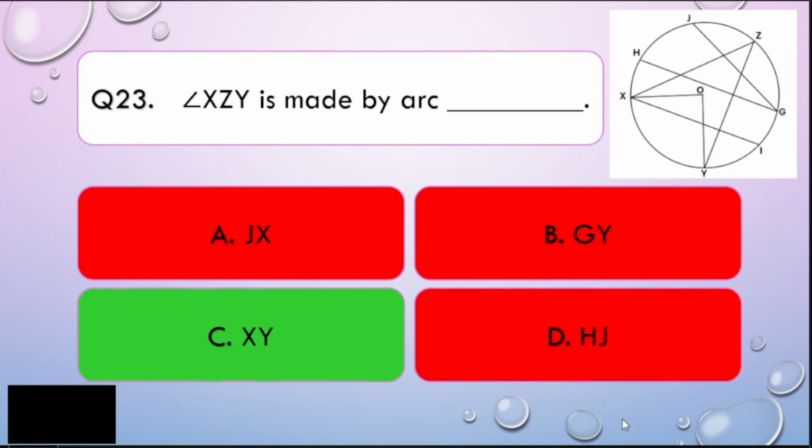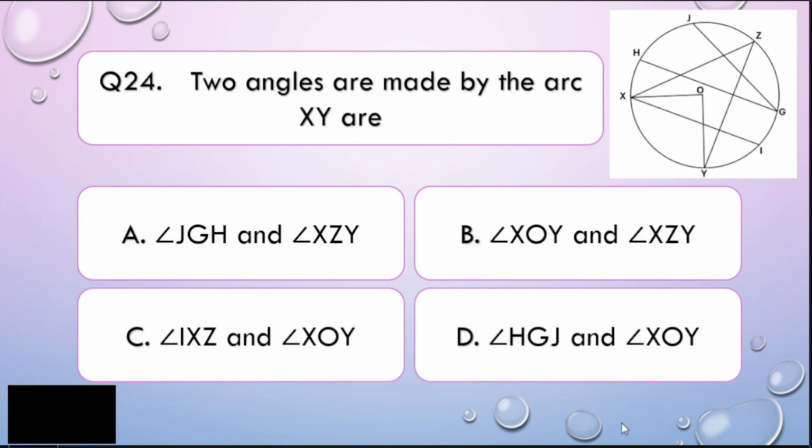So now let us go to question number 24. Two angles are made by the arc XY are A, angle JGH and angle XZY, B, angle XOY and angle XZY, C, angle IXZ and angle XOY, or D, angle HGJ and angle XOY. I'll give you 5 seconds to think about your answer.